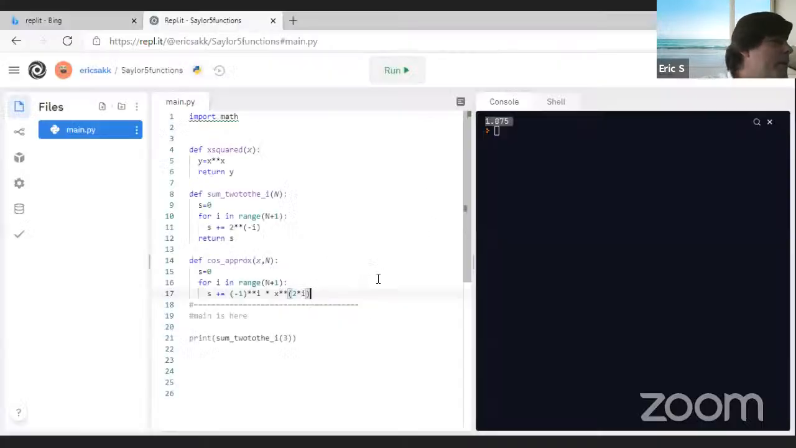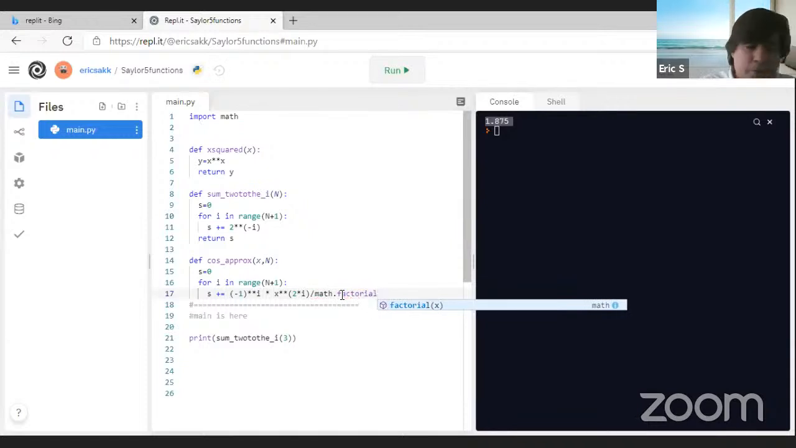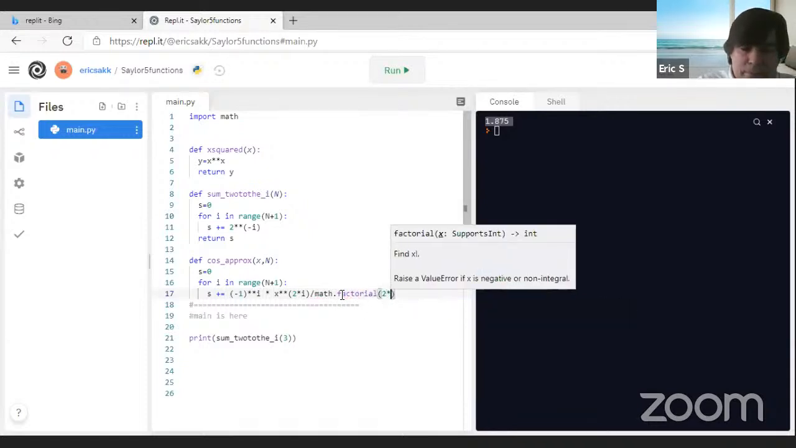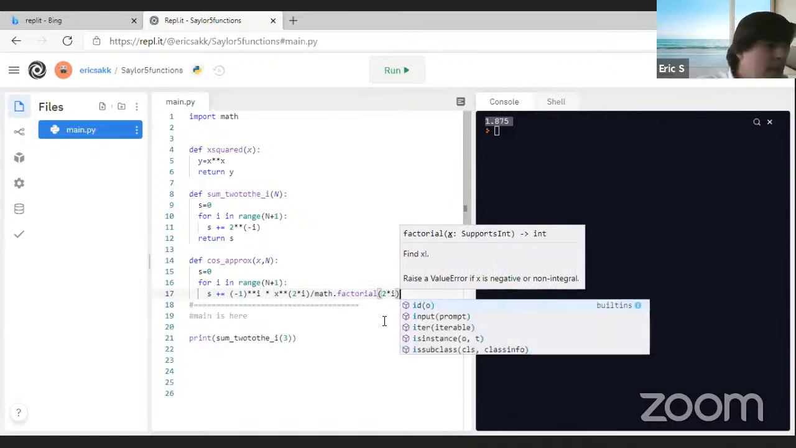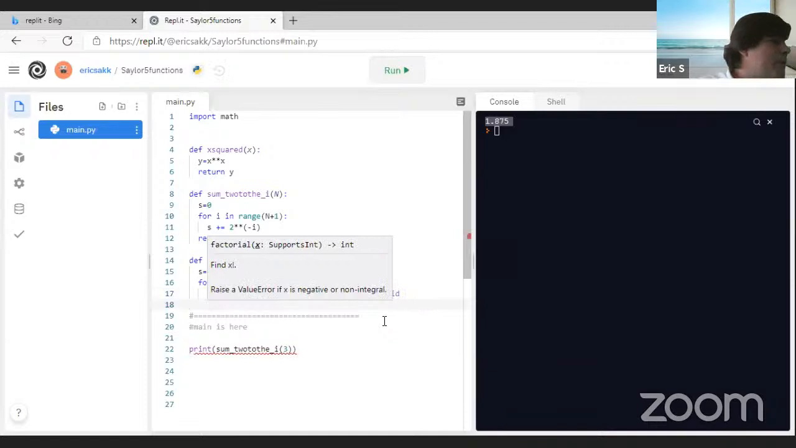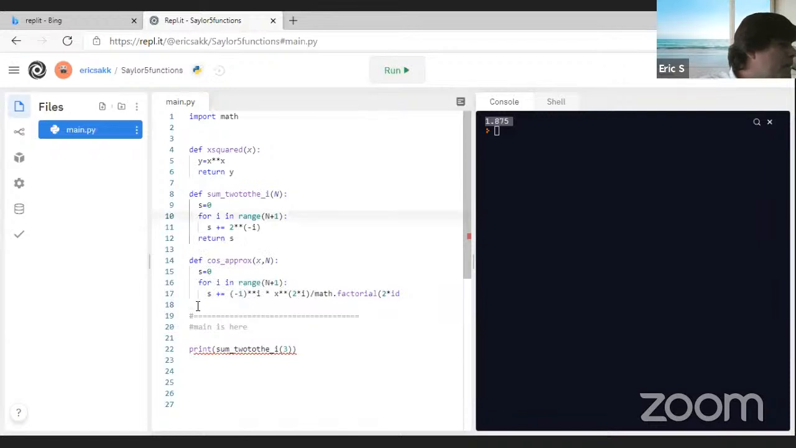And so if you come back over here, I've got the first term, -1 to the ith power. I've got x raised to the 2i, and then I'm going to divide this by, watch this in slow motion now, math dot. So this is a method that I'm calling within the math module. It's the factorial method, and I'm going to put 2i in here as well. Okay, and then what I'm going to do is return this, and return s.